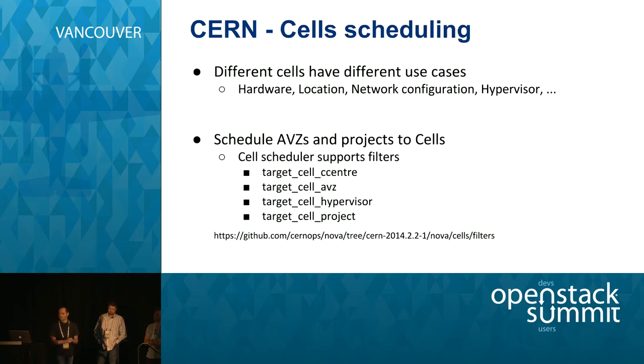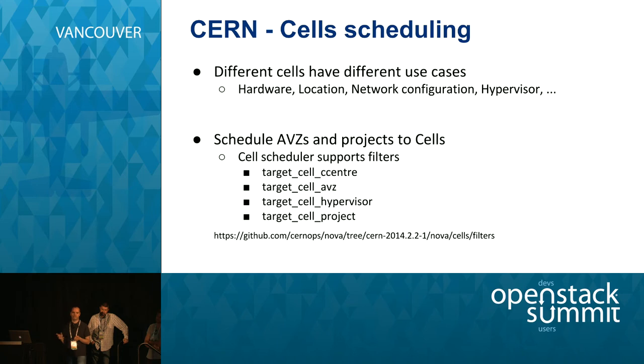So next, cell scheduling. We have different cells. Each cell has different requirements because we have different hardware, different location, and the network configuration in those cells is different, different hypervisor type, and so on. So how can we make sure that a VM from a project is scheduled to the right cell?